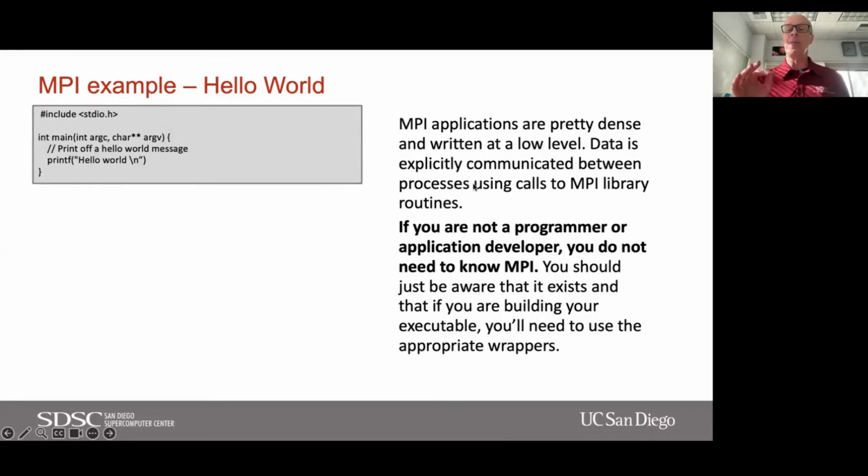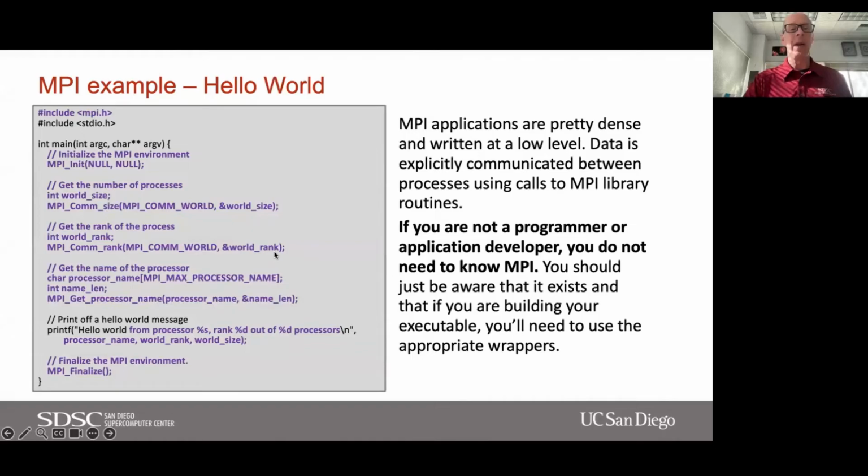Now, MPI applications are pretty dense. They're written at a low level. If I wanted to parallelize this, I'm going from the simple code to a parallel version. You're going to see that there's a lot more code in there. I've highlighted the new code in purple. This includes the MPI header, a bunch of calls to initialize the MPI environment, get the number of processes, get a rank or a number associated with each process, get the names of the processors, and then finally, I'm going to have each process write out its ID.